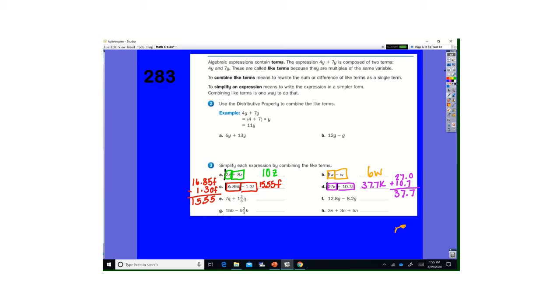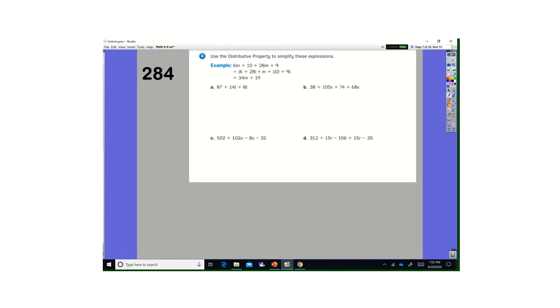Now the next part that we're going to do here is we're going to have more than one term. So we're going to have to simplify the expressions to make the terms easier. Looking at this right here, we're going to break this up. So I break it up like that. I'm going to have red be my regular numbers. I'm going to have green be my T's.